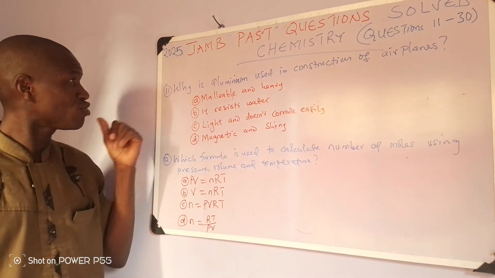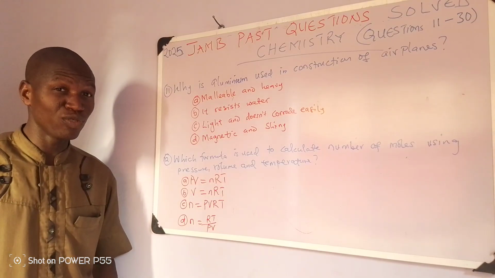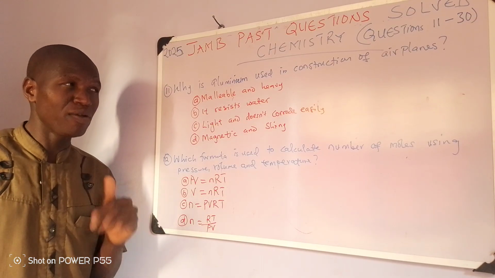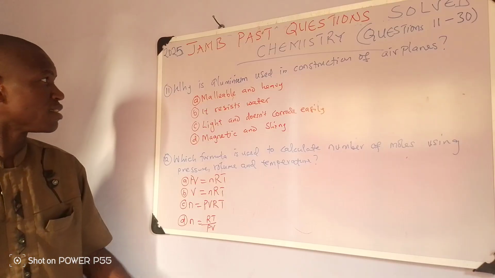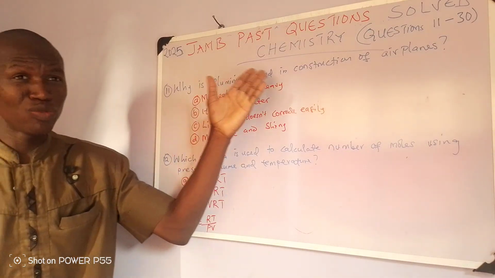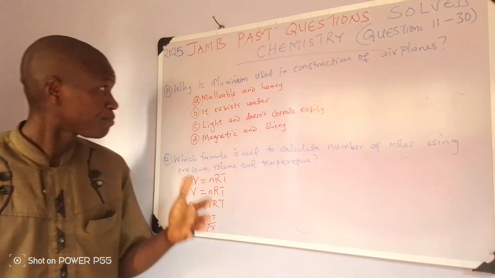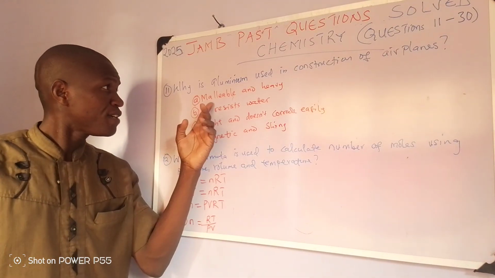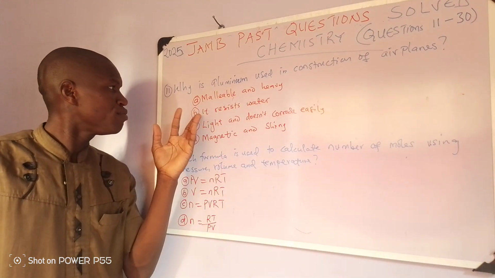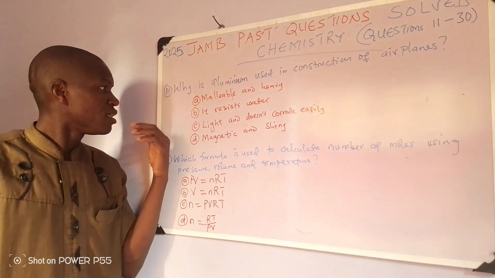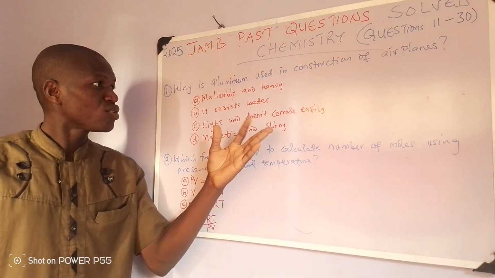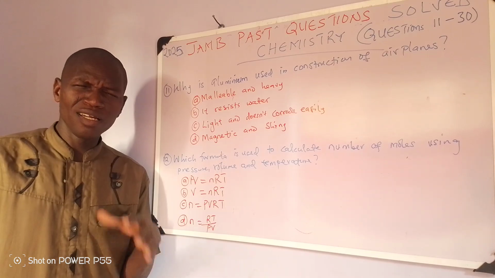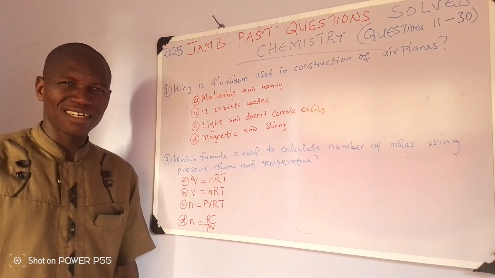So the first question we have is question 11, which is actually very important, and it is a question on a key area in chemistry. Now, what did the question say? It talks about aluminium being used in construction of airplanes. Why is aluminium used in construction of airplanes? A, it's malleable and heavy. B, it resists water. C, is light and doesn't corrode easily. Then D, magnetic and shiny.